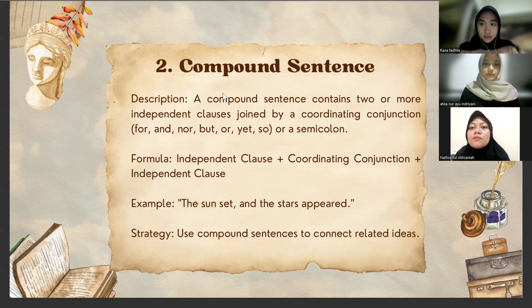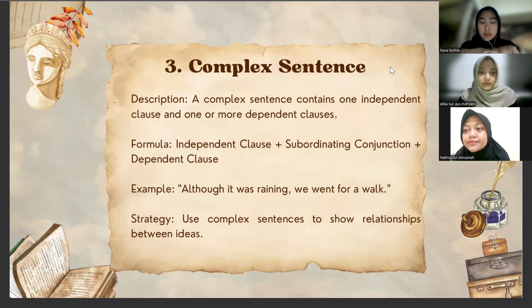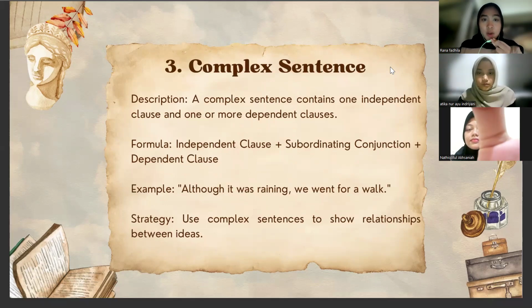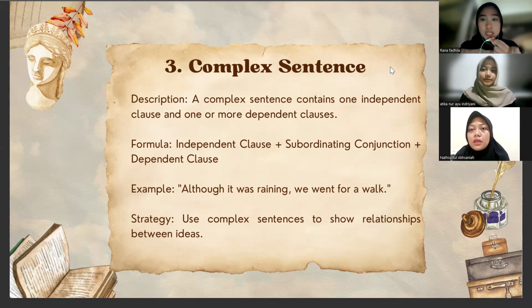And the next is number 3, complex sentence. Please slide to the next. Okay. The third is complex sentence. A complex sentence contains one independent clause and one or more dependent clauses. So we know the formula is independent clause, subordinating conjunction, and dependent clause. We can see in the example: although it was raining, we went for a walk.